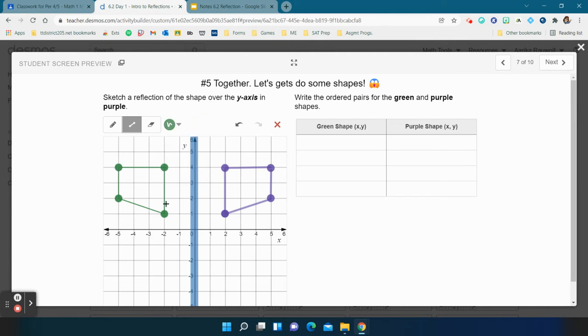This first green dot, the x value is -2, the y value is 4. So we got -2, 4. The next dot I did was this one. So we have -5 for the x value and 4 for the y value. So we got -5 and 4. Then I did this dot. It was -5 and 2. And then our last dot was -2 and 1.